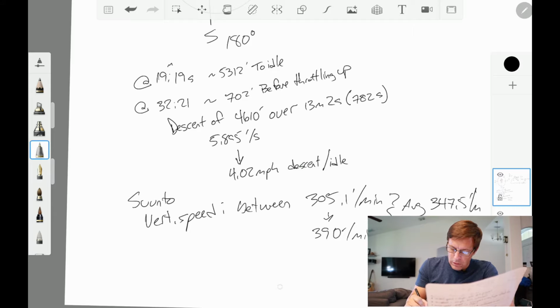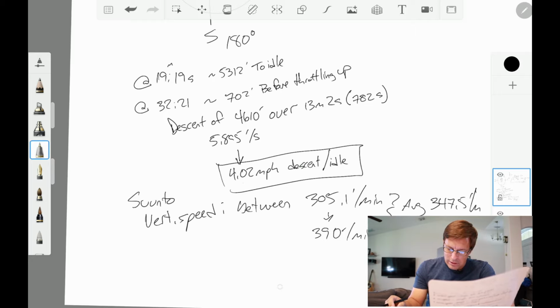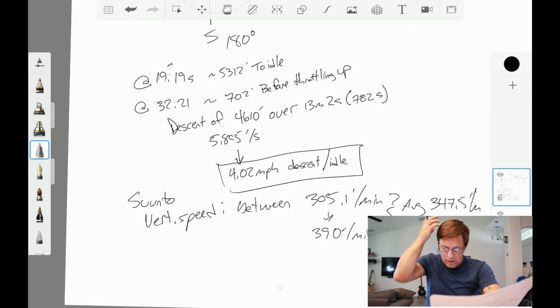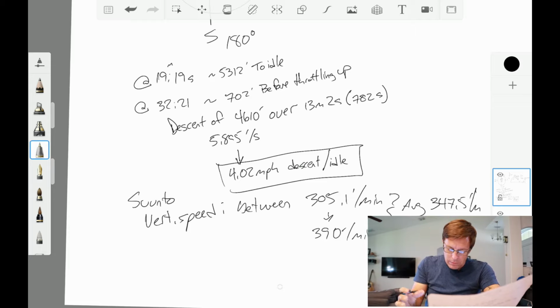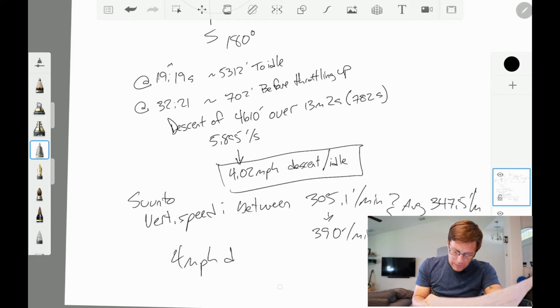So, based on the two methods that I used to figure out what my vertical descent rate is, they're consistent. So we're just going to say 4 miles per hour descent.